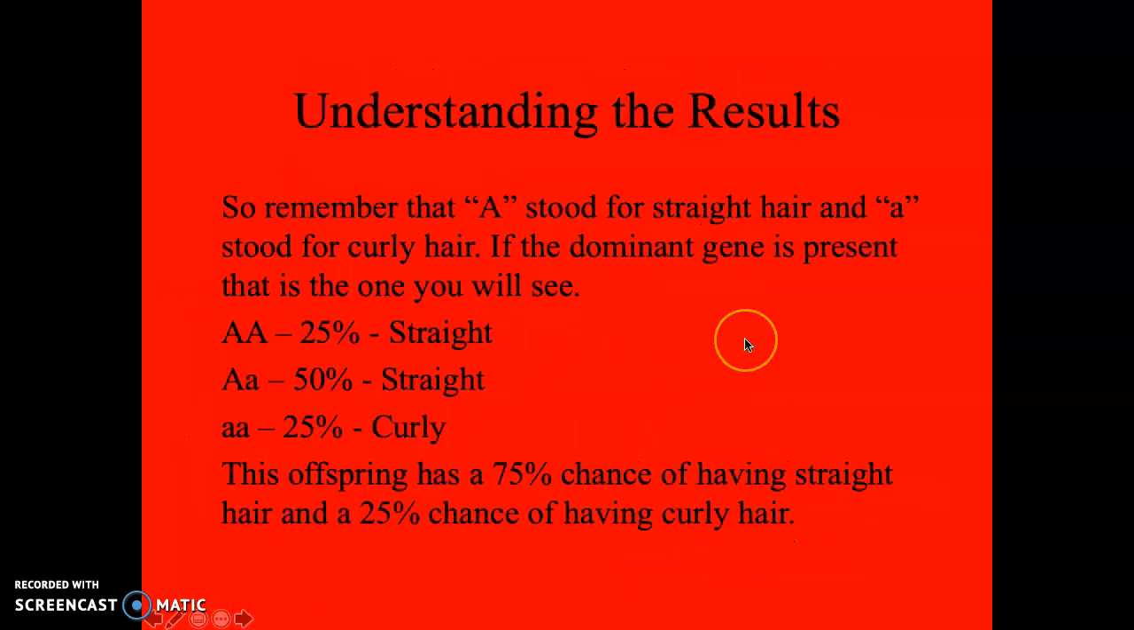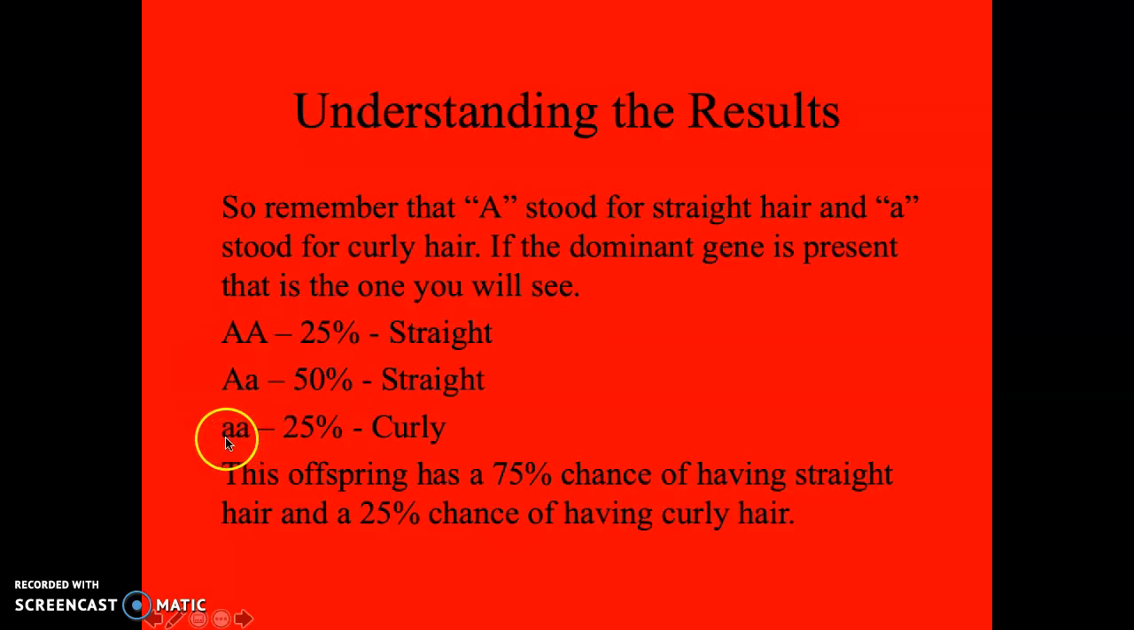So remember, the capital A stood for straight hair, which is a dominant trait, and the little a stood for curly hair. So if the dominant gene is present, that's the one you will see. So for example, here you have big A, that means they're both dominant, so that was 25% straight. Here you have big A, little a, which still means it will be straight because the dominant gene always overrides the recessive. There were two of those, so that was a 50% chance of getting this gene type, or genotype.